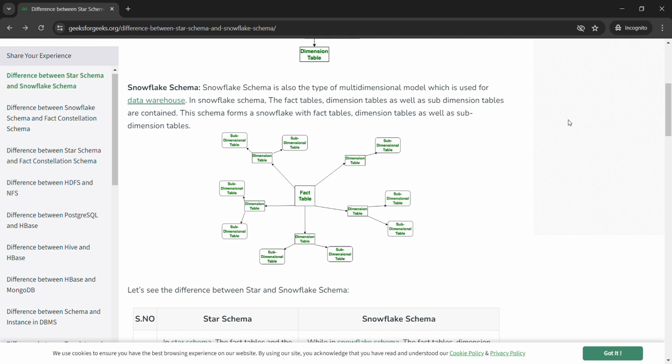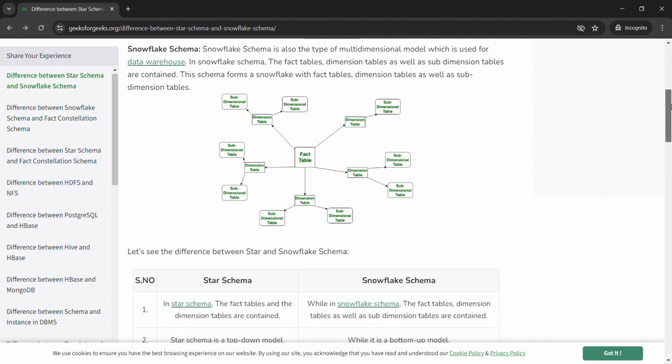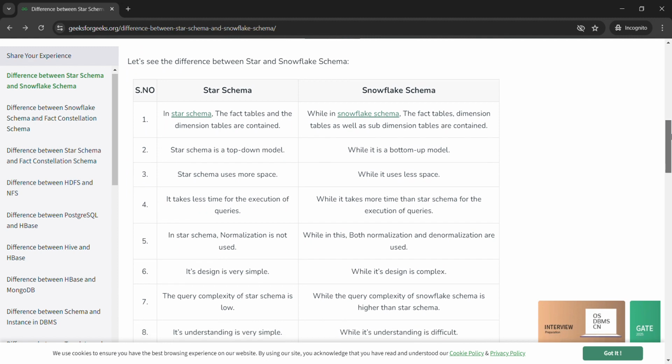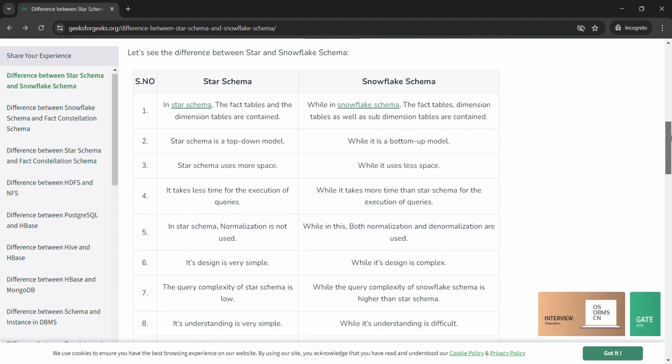This schema forms a snowflake with fact tables, dimension tables, as well as sub-dimension tables. Let's see the difference between star and snowflake schema. In star schema, the fact tables and dimension tables are contained, while in snowflake schema, the fact tables, dimension tables, as well as sub-dimension tables are contained.